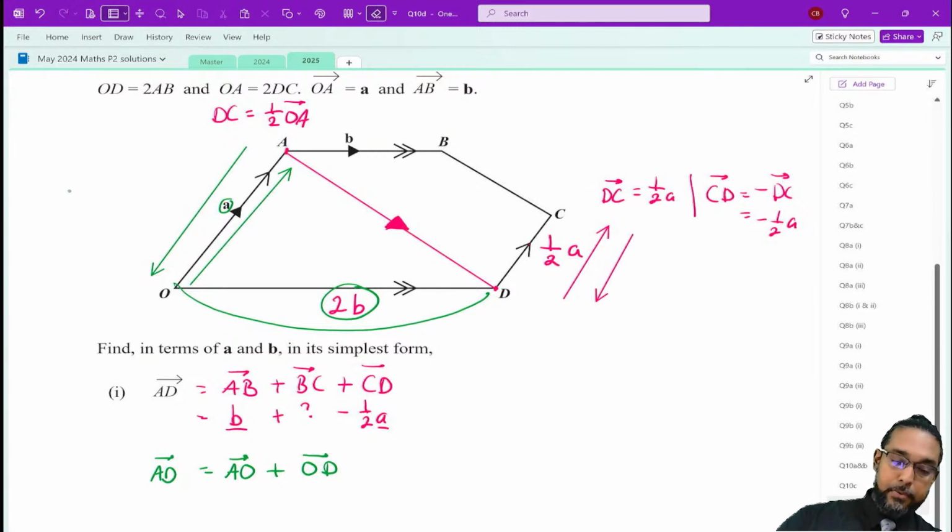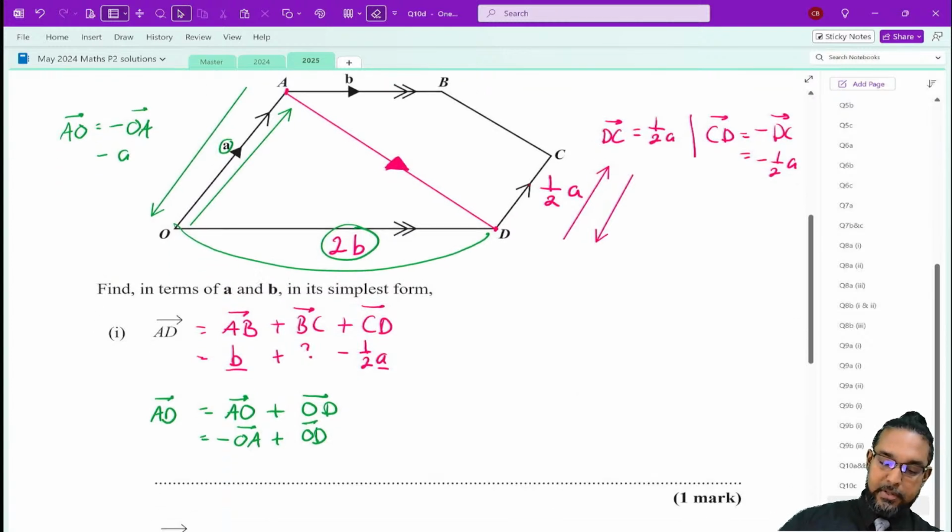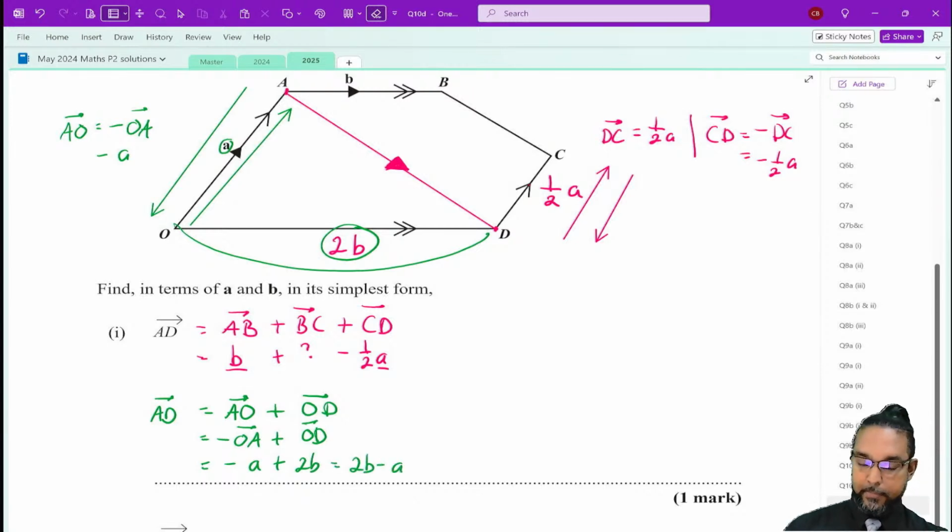So AO is equal to the opposite, or inverse, of OA, and all we have to do is put a minus sign in front of it. This is equal to minus OA plus OD, so that's simply equal to minus A plus 2B, which you could also write as 2B minus A. All right?